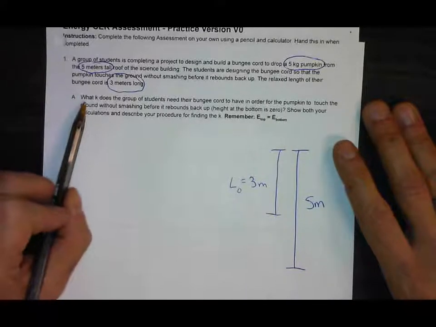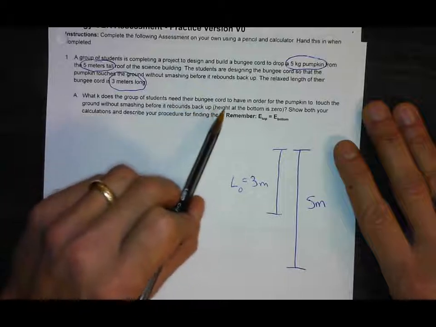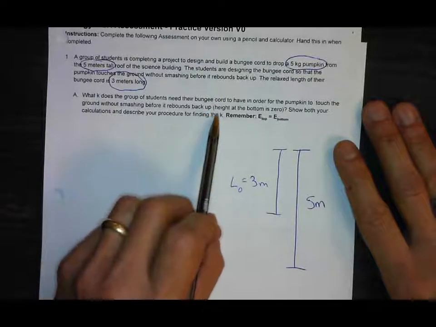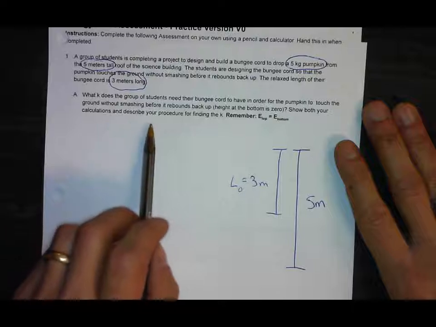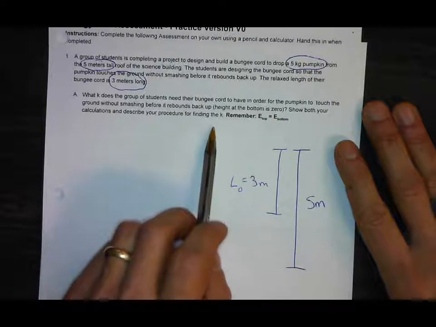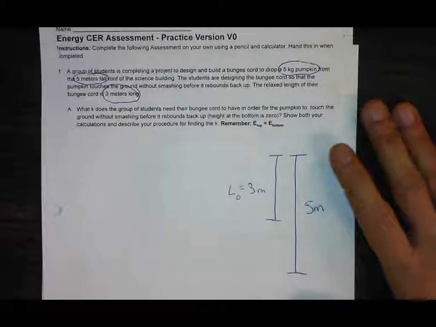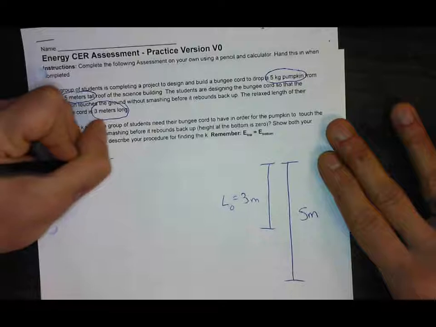And now we have Part A. What K does the group of students need their bungee cord to have in order for the pumpkin to touch the ground without smashing before it rebounds back up? And assume that the height at the bottom is 0. Show both your calculations and describe your procedure for finding the K. Remember, E top equals E bottom. So we know that E1 equals E2.